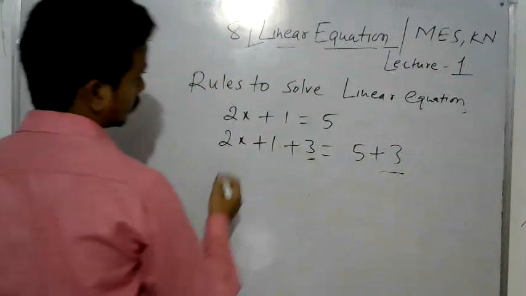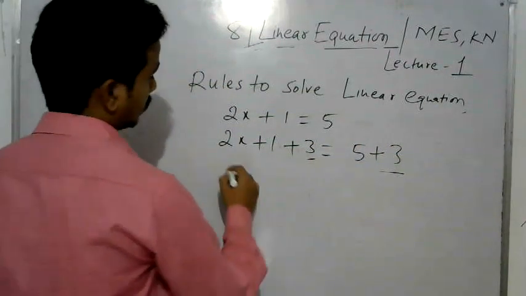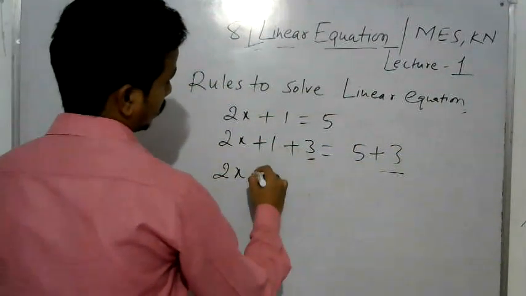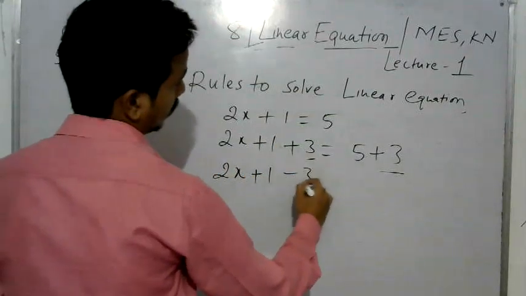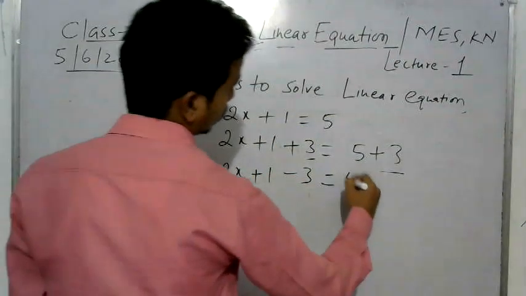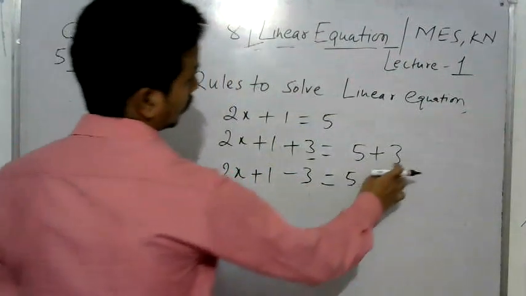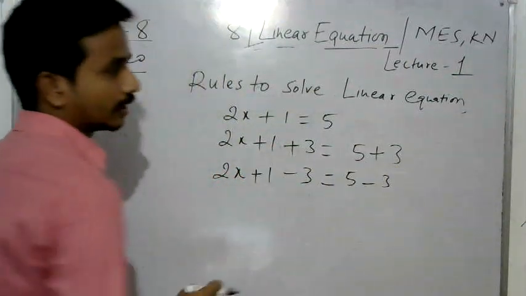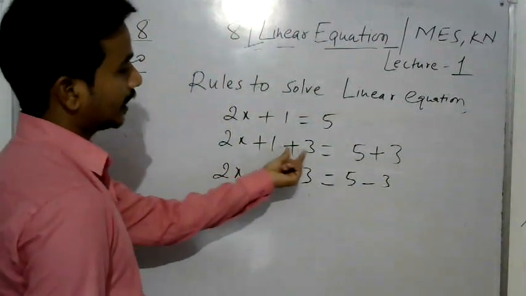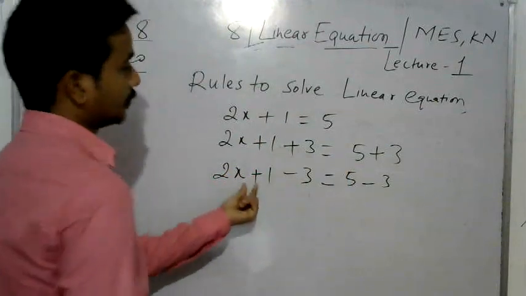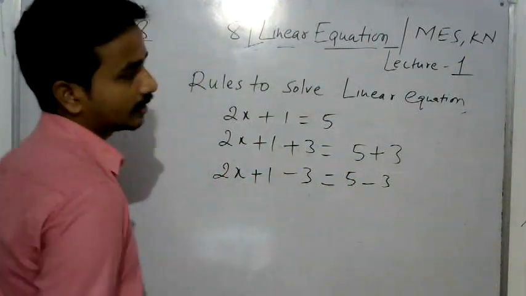I can also subtract any number on both sides. This is 2x plus 1. I can also subtract 3 from both sides. It will not change the equation. You can add any number on both sides. You can subtract any number on both sides of the equation.